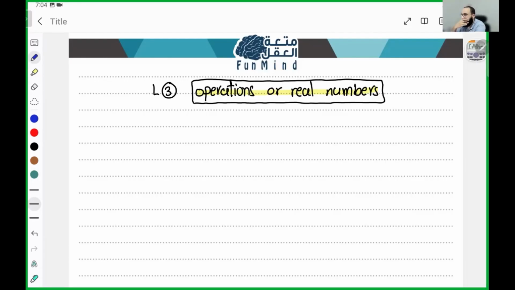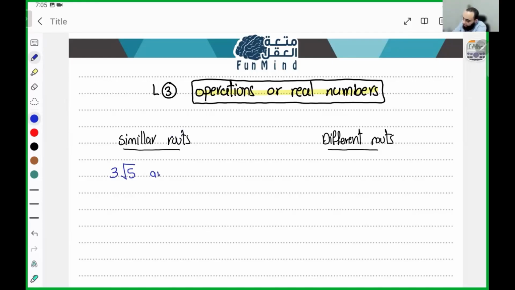Our lesson today is talking about operations on real numbers. Operations something like addition, subtraction, multiplying, and dividing, but about the real numbers. And the first thing that we have to study right now is what is the difference between the similar roots and the different roots. The similar roots are something like that: 3 root 5 and 8 root 5.